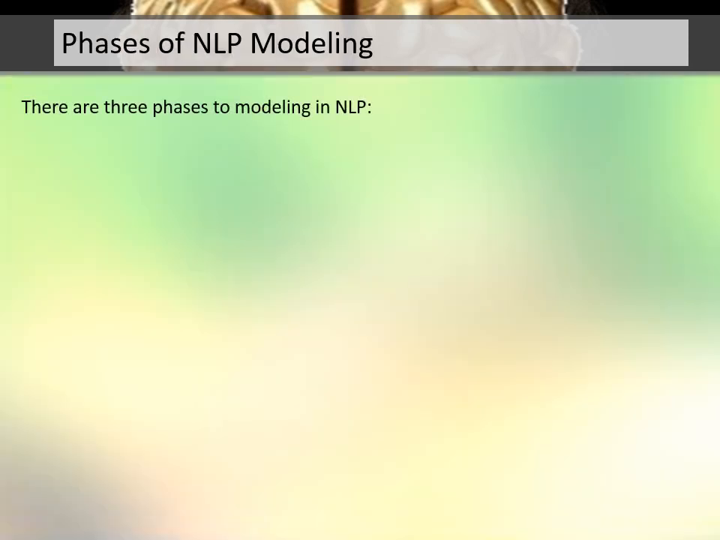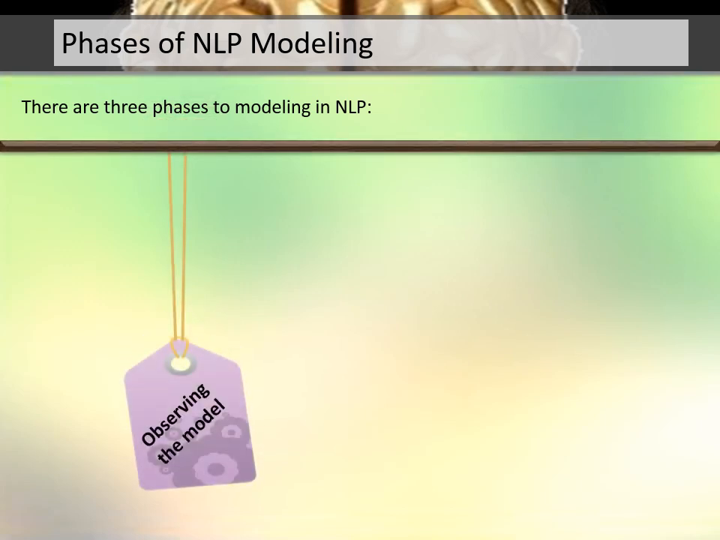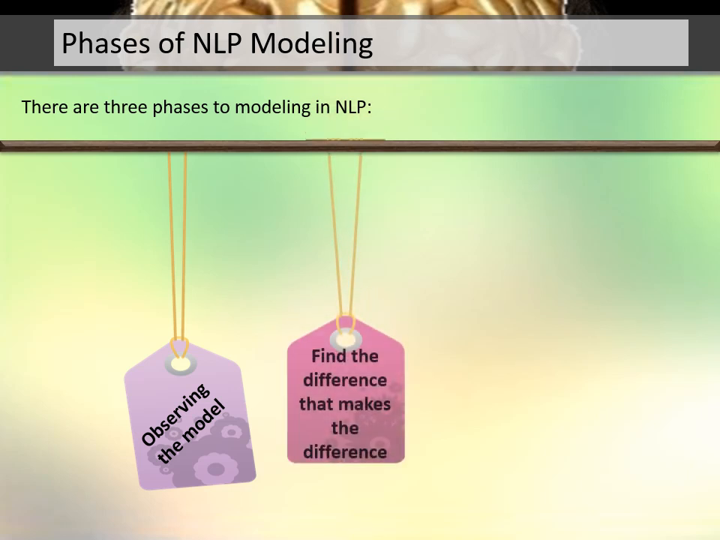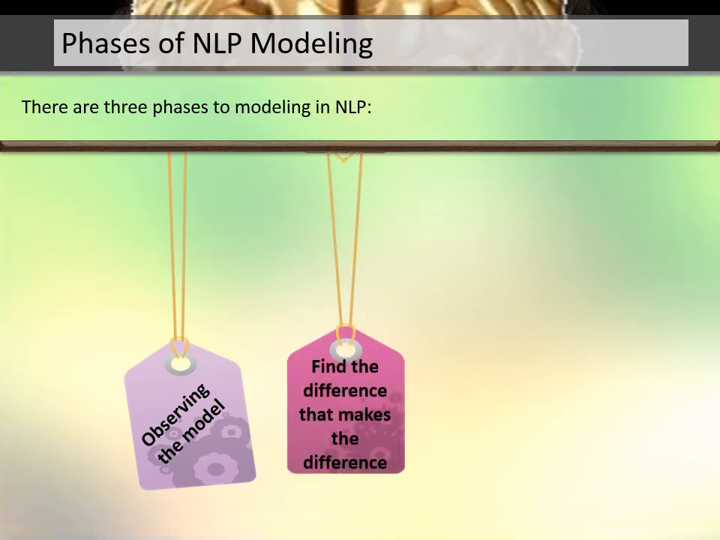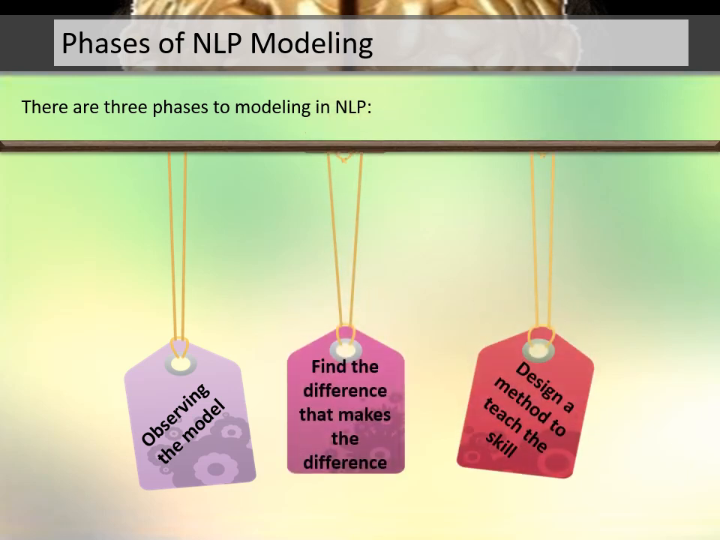Phases of NLP modeling. There are 3 phases to modeling in NLP. 1. Observing the model. 2. Find the difference that makes the difference. And 3. Design a method to teach the skill. Let's look at each one of these in detail.